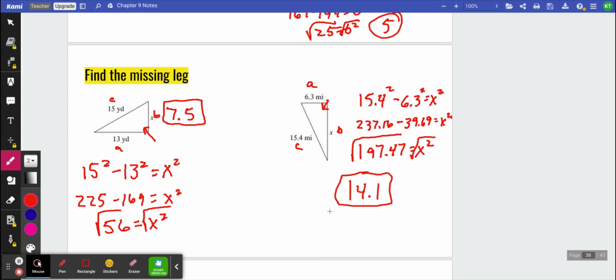All right, you should have gotten 14.1 as your answer, right? Since I'm looking for a leg, we're going to use subtraction, right, instead of addition, right? When we're finding the hypotenuse, we add because we want it to be the bigger side. When we're finding a leg, we have to subtract those values to get the smaller leg.